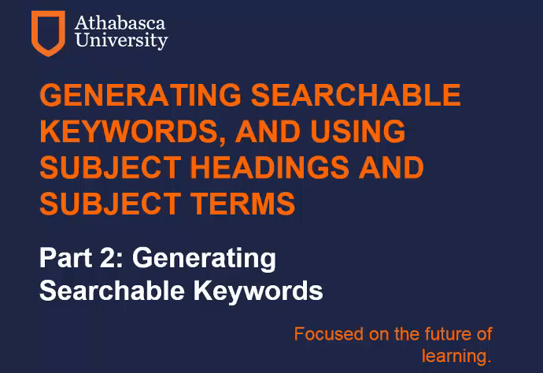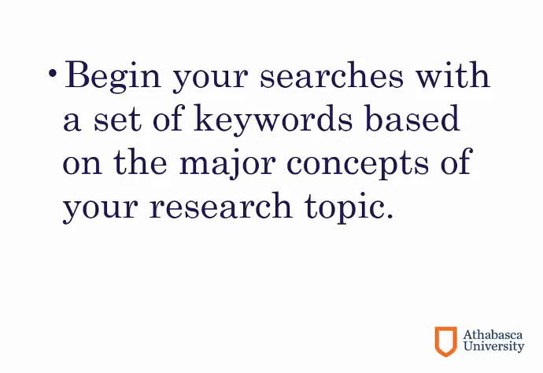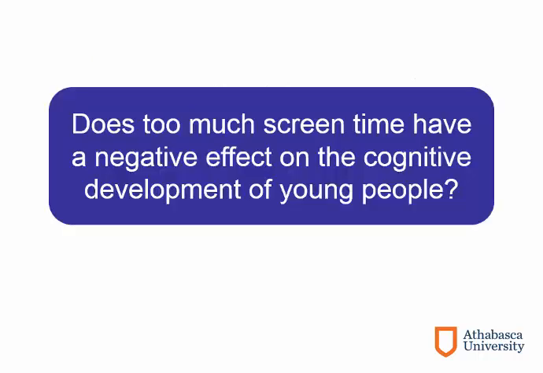Welcome to part 2 of this series of tutorials on generating searchable keywords and using subject headings and subject terms. When carrying out research in library catalogs, databases, or online, you need to begin with a set of keywords based on the major concepts of your research topic. I'll demonstrate this with a sample research question. Does too much screen time have a negative effect on the cognitive development of young people?